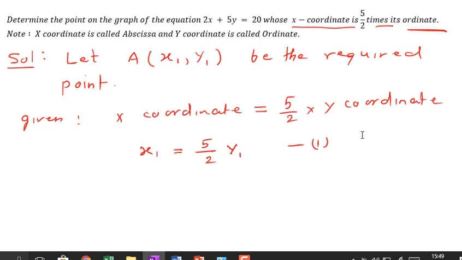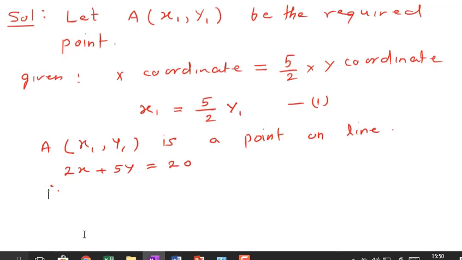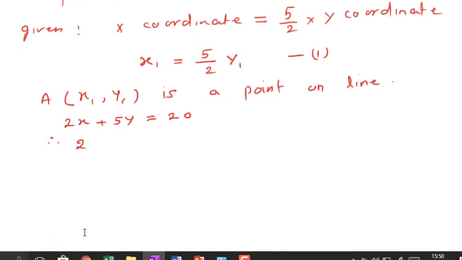Now point A, which is (x1, y1), is a point on the line. As this is a point on the line, it will satisfy the equation of the line, which is 2x plus 5y equal to 20. Therefore we will say 2 into x1 plus 5 into y1 equal to 20.